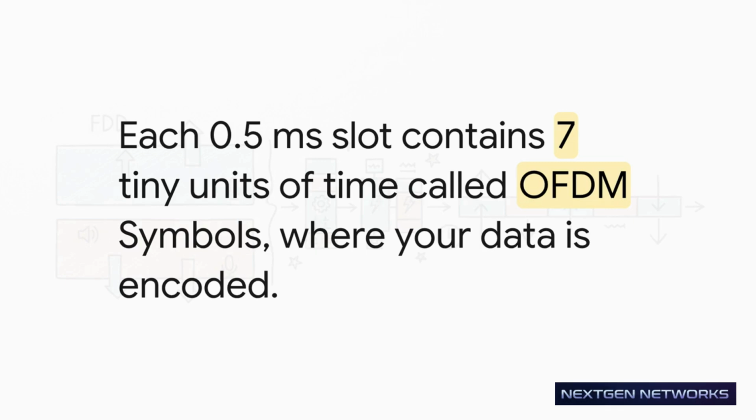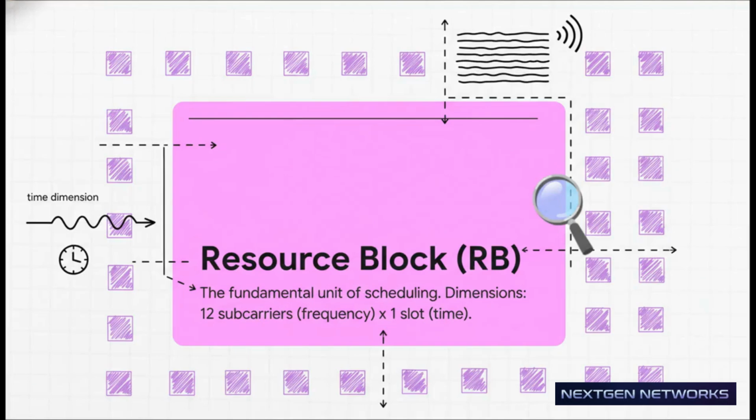Now, OFDM might sound super technical, but it's really just a clever way of sending data across a bunch of small signals all at once to make the connection more stable. This is the level where the actual bits and bytes of your video or your message get physically stamped onto the radio wave. So, we've got the time dimension all sorted out, right?